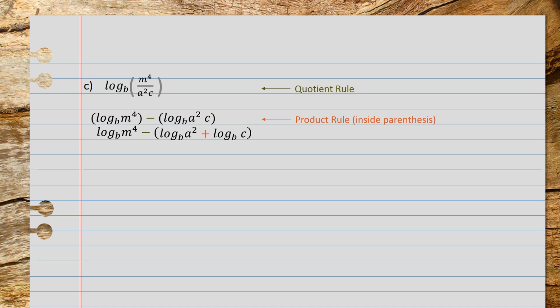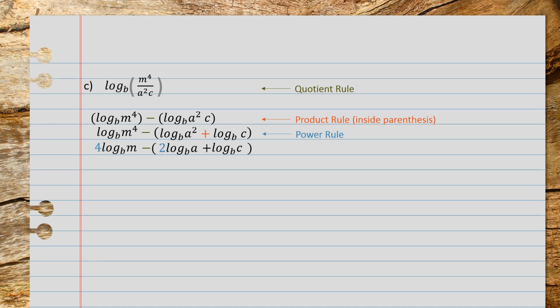So now that we've taken care of inside the grouping symbols, now we want to see if we can apply any power rules. Do we have any exponents? Yes. The first term, log base b of m to the 4th, now the exponent relocates to the front, giving us 4 log base b of m. Now inside the parentheses, we have log base b of a squared. Notice it has a power of 2. That 2 relocates to the front, now giving us 2 log base b of a. And then plus log base b of c, that has no exponent, so that will remain the same.